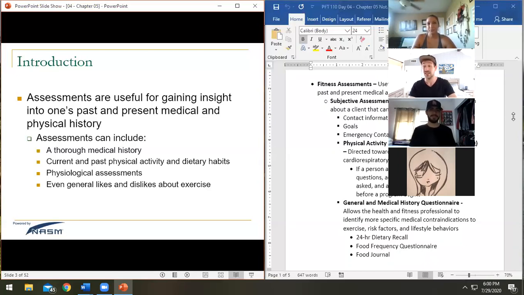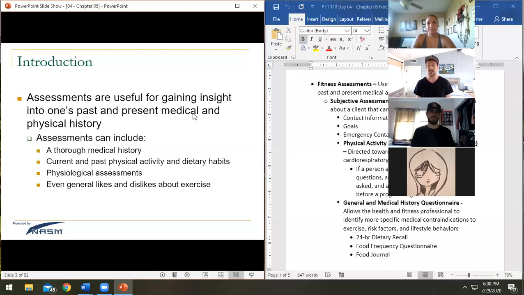So assessments can tell us that, right? They're really great for helping us gain insight, and that gives us the data necessary to know how to design an appropriate program. Anybody can find a good program on the internet. If you were to just get on Google and search for a 3-day per week weightlifting program, you'd probably find a pretty good one, and it'd probably be pretty darn effective.